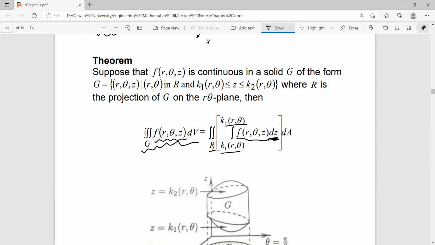For the limits, we must only have trigonometric functions. It's possible if we have trigonometric functions, because it's a function of theta and r. And also, it's possible to have constants. Okay? We must only have theta, r, and constants for the limits. And for the function, we must only have r, theta, and z. We must have no x and y.